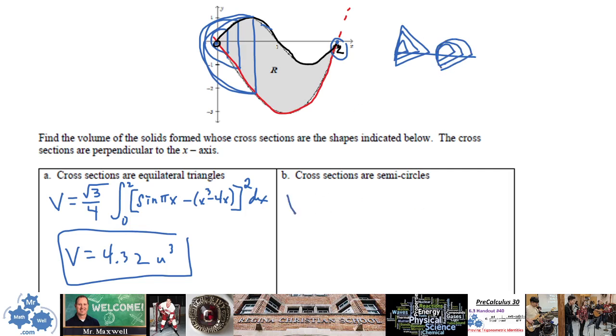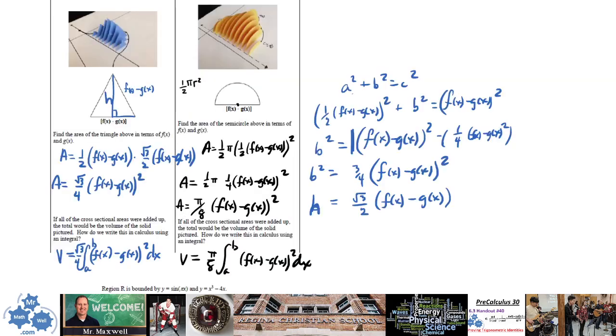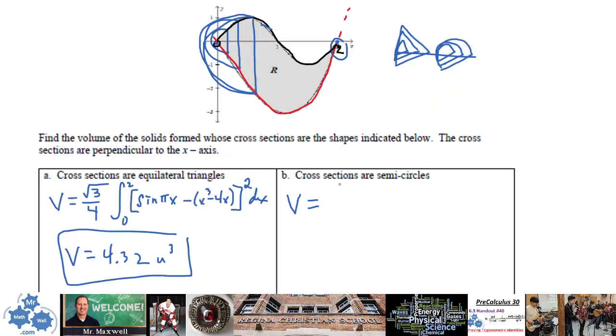Well, this volume is going to be, and we already figured out what the integral for cross sections of semicircles looks like. And again, I'll bring you back to the previous lesson here, and here we've got the area is pi over 8 (f(x) minus g(x)) all squared, or this integral right here. So we're just going to copy this down from the work that we did in the previous lesson. So this looks like this, pi over 8 of the integral from 0 to 2, of course, of sine pi x minus x cubed plus 4x, and I'll just simplify this time, get rid of some brackets there, all squared dx.